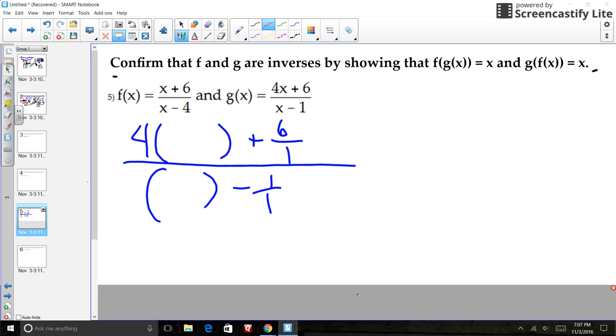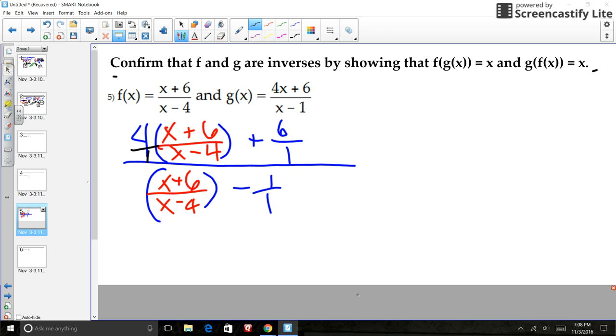Okay, so I'm going to throw in x plus 6 over x minus 4. Why don't you stop it and see if you can do this on your own? x plus 6 over x minus 4. Okay, now this 4 is technically over 1, so I can distribute through to the top, but not to the bottom.